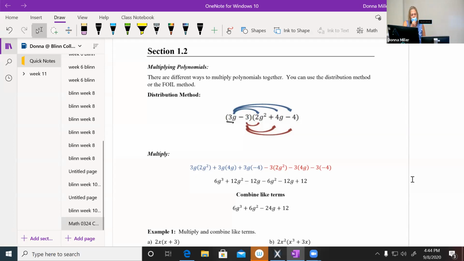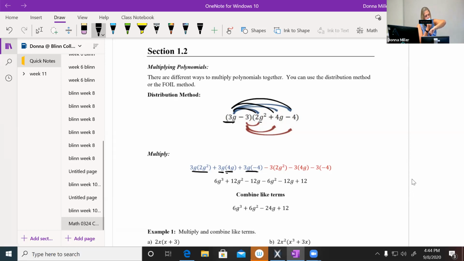And the most organized way to do that, I put the smaller one up front, the larger one in the back. So I take the first term, which is 3g, and I multiply that by every term of the polynomial, so all the blue guys. Go down here, this is where she's worked it out. You have 3g times 2g squared, that'll be the first one, and 3g times 4g, and 3g times negative 4. So you see I did the first term times every term of the second.